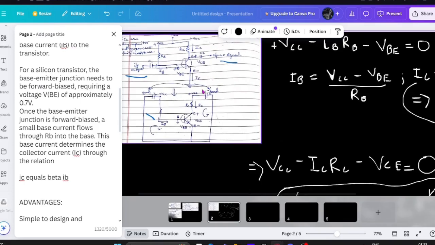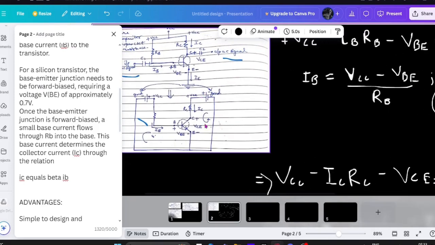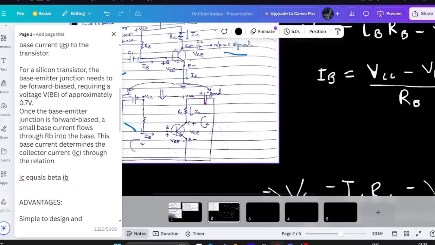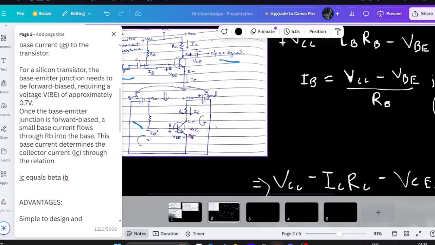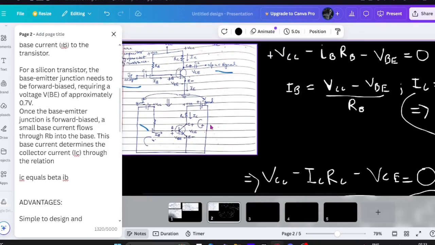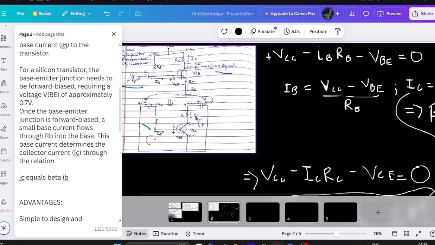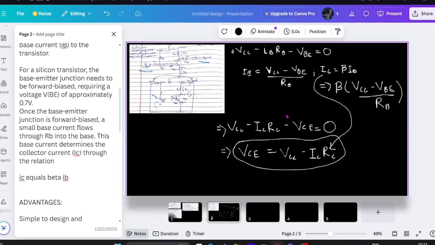Right. Now if we observe from this direction on this circuitry as well, we can see that plus VCC minus IC into RC minus VCE equals 0, since it has been grounded, and since it's a closed loop, we know that the voltage equivalent would be 0.